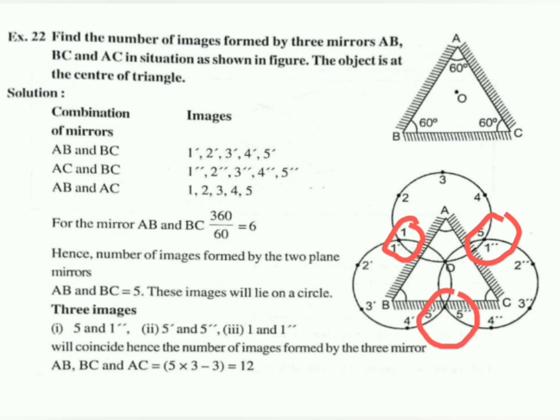So what should be your answer for the number of images? 5, each mirror is forming 5 images. 5 times 3 is 15. Out of them 3 are common, minus 3. So your answer should be 12.